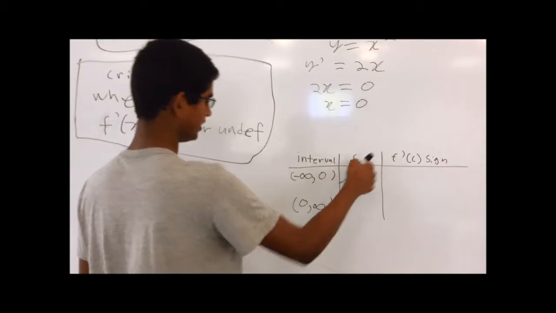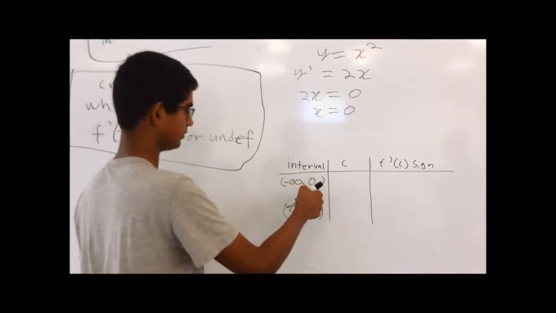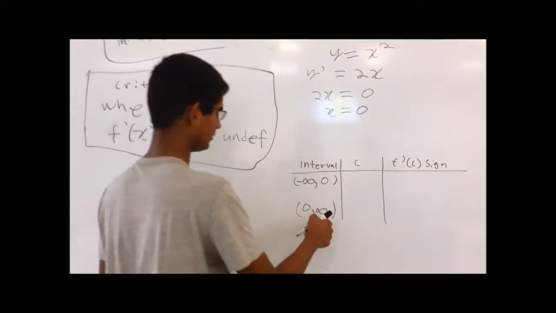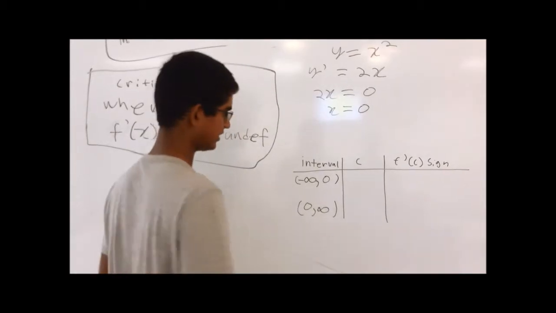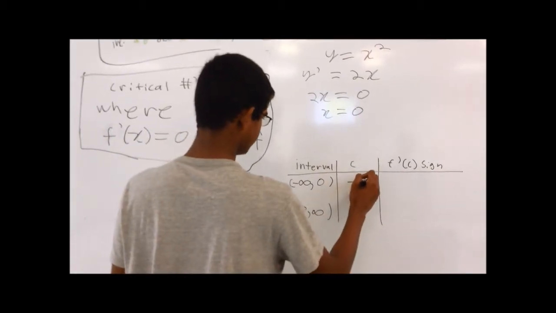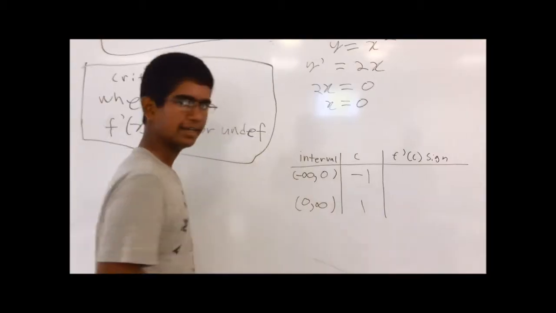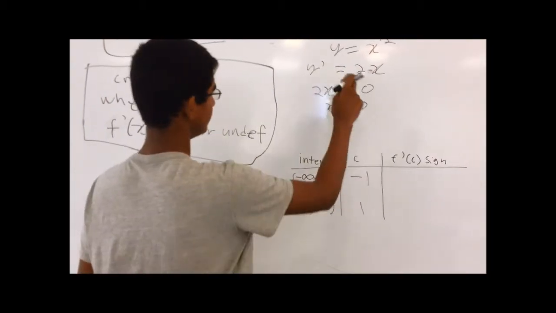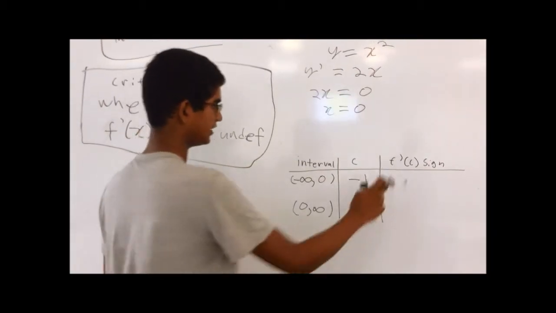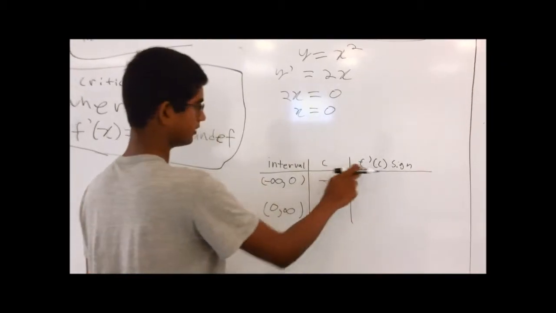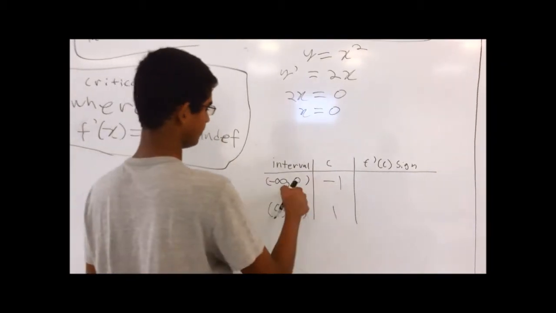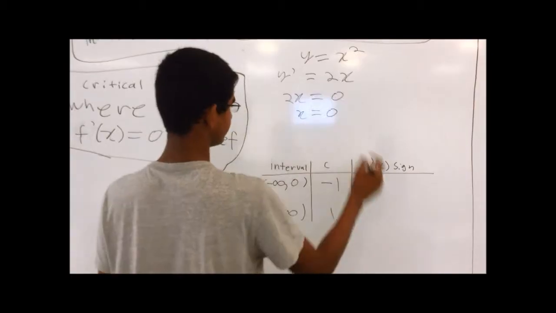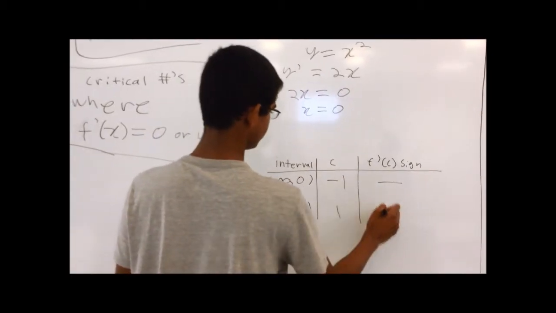Then you choose some number c in between -infinity and the critical number, and the critical number and infinity. Choose the easiest numbers for the easiest calculations. I would choose -1 and 1 in this case. And then you plug these back in to the derivative, and then you find the sign of f prime of c. For this interval, you get negative, and for this interval, you get positive.